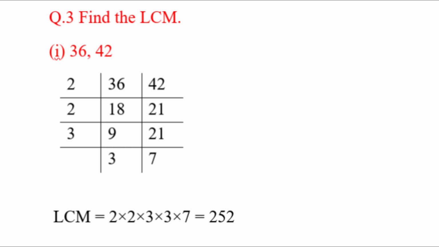Question number 3, find the LCM. LCM only. The sum is of 36 and 42. So by vertical layout method, calculate the factors. LCM is equal to 2 2s are 4, 4 3s are 12, 12 3s are 36, and 36 multiplied by 7, which is equal to 252.